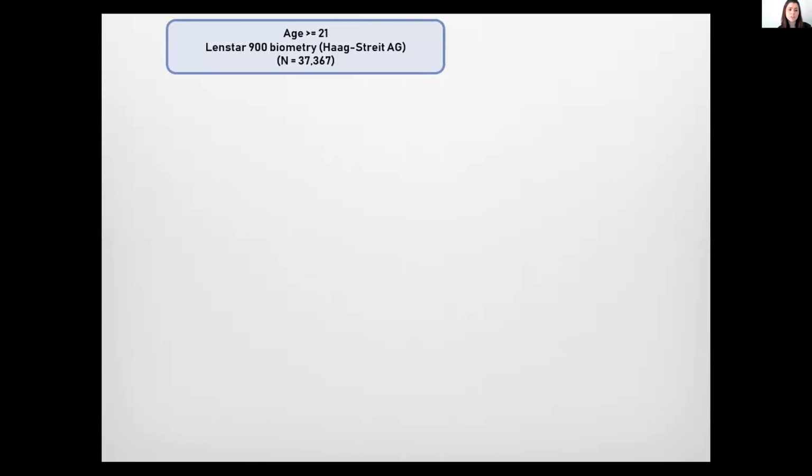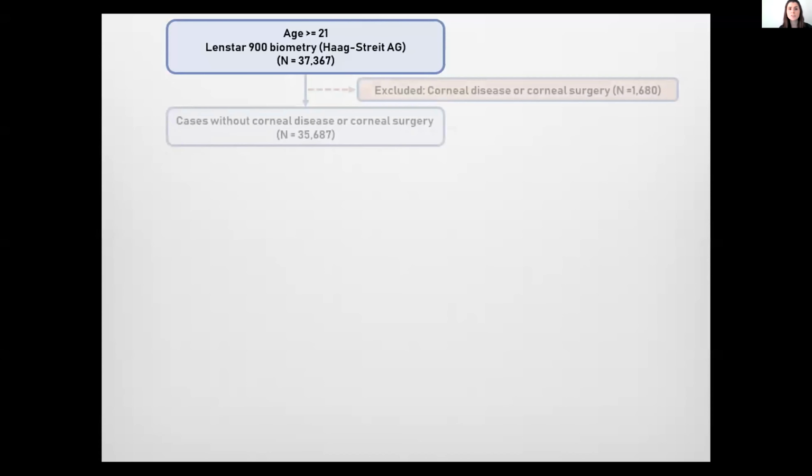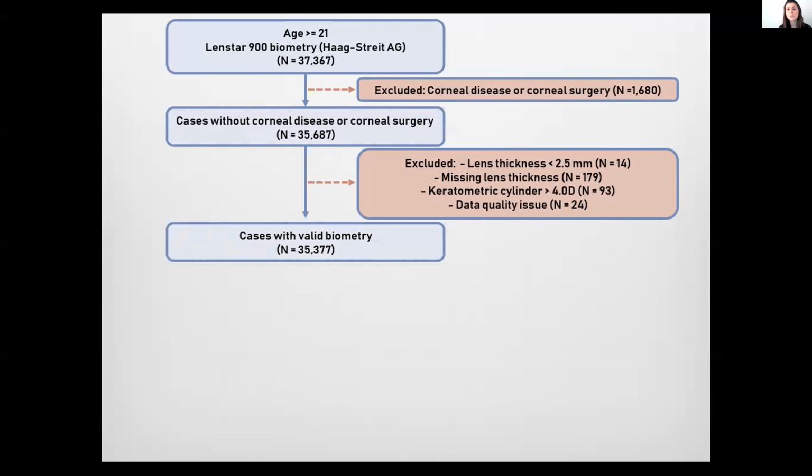The selection criteria of the study included patients 21 years old or more, and all of them underwent LENSTAR LS 900 biometry, with a selection of more than 37,000 patients. After that, they excluded patients with a history of corneal disease or corneal surgery, as well as patients with lens thickness less than 2.5 millimeters or with missing data, keratometric cylinder over 4 diopters, or data quality issues.